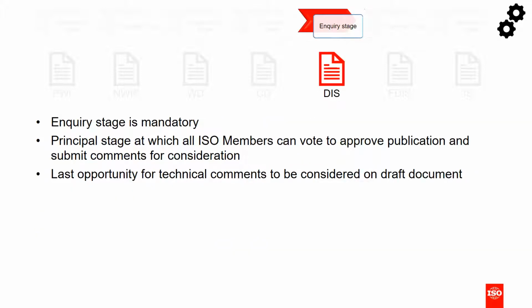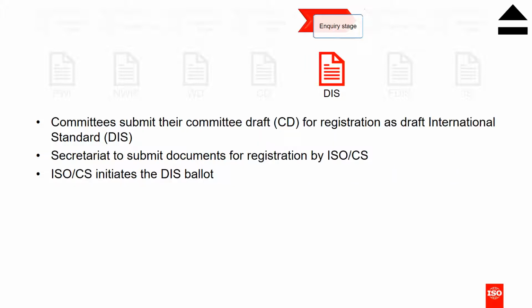As you know by now, the inquiry stage is mandatory. This is the principal stage when all ISO members get to vote on the draft to approve publication or not, and to submit their comments for consideration. This is the last stage at which technical comments can be considered. The committee submits their approved committee draft for registration as a draft international standard.